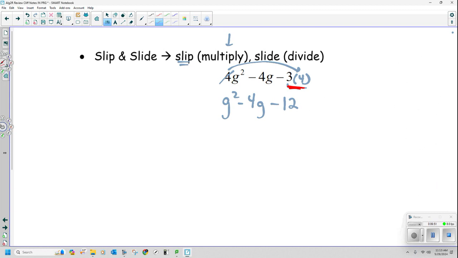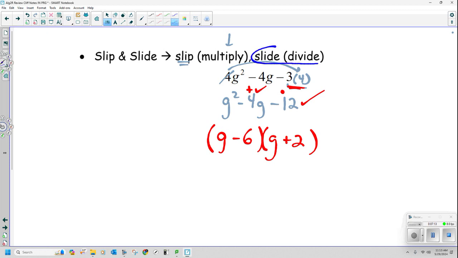Okay? Two numbers that multiply to negative 12 that add to negative 4. I have my G's. Okay? And it's a negative 6 and a positive 2. Both of those multiply to negative 12 and add to negative 4. However, this isn't just called slip. This is called slip and slide.